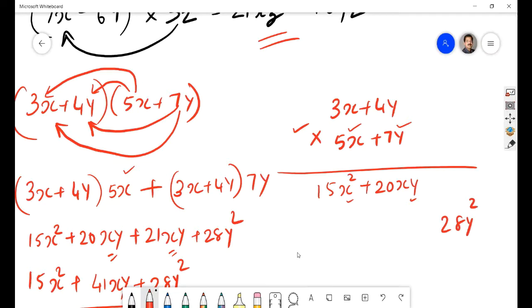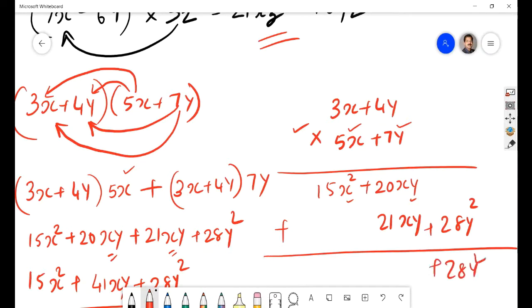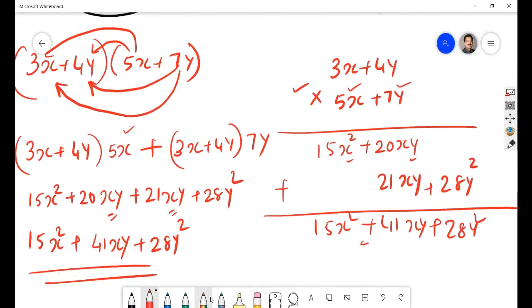There is a lot of freedom in this multiplication. 7y into 3x is equal to 21xy. That I will put below the xy like term. Then do the addition the way we do always. Here it is 28y square, then this is 41xy and 15x square. Same answer we got in vertical arrangement.